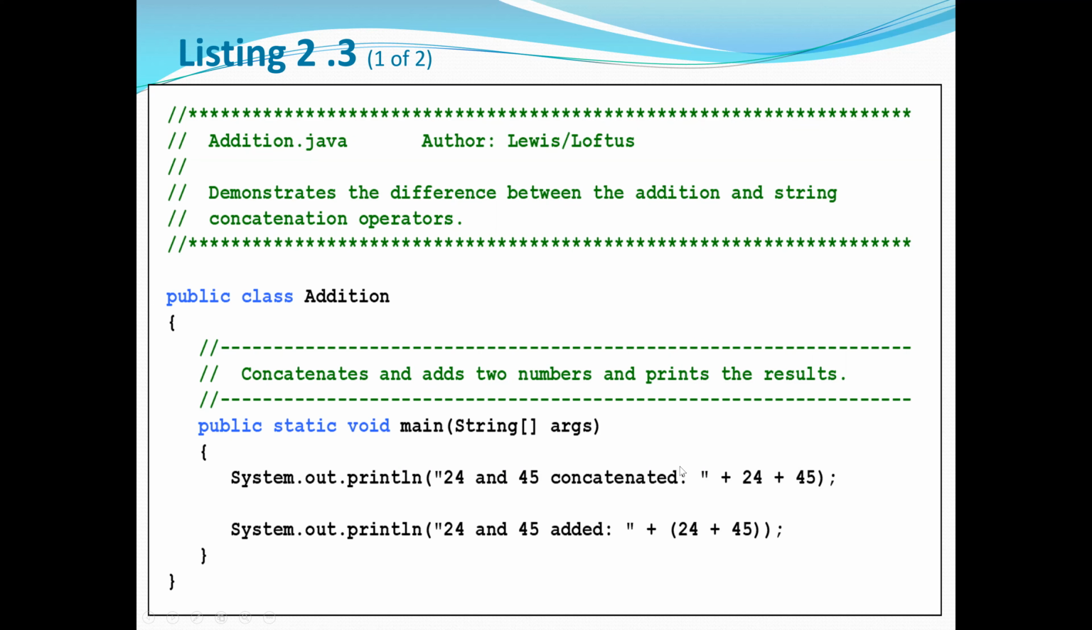Now, what we said previously, addition operations start from left to right. But if you have a parenthesis, it will change, because we know in arithmetic operations parentheses are performed first. So in our second System.out.println, we have parentheses here. So 24 plus 45 will give us 69. So our output will be 24 and 45 added 69, because we perform the arithmetic operation in parentheses first. But here we are performing the operation from left to right. So we are going to join 24. 24 becomes a string part of this, then we join it to 45 also.